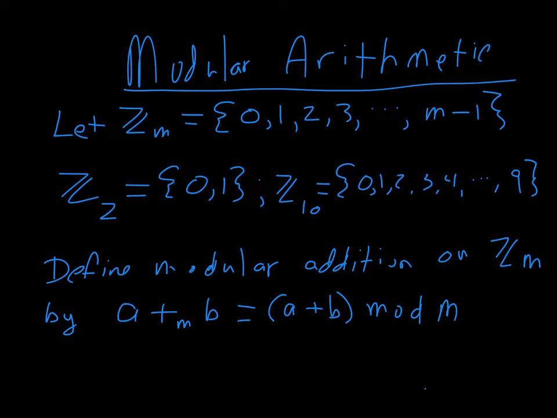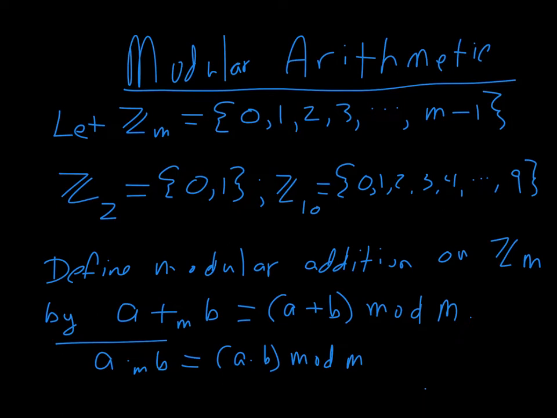We're going to define multiplication in a similar way, where A times mod M B is going to be equal to A times B mod M. Again, we have A and B thought of as elements of ZM, and this multiplication is happening in ZM. The way that we do it is we regard these as just plain old integers and multiply them and then do mod M. We divide M into them and find out what the remainder is.